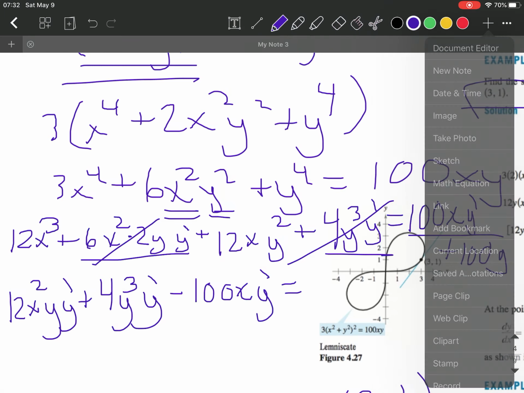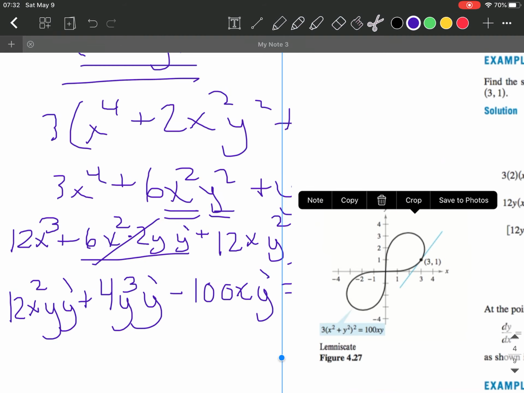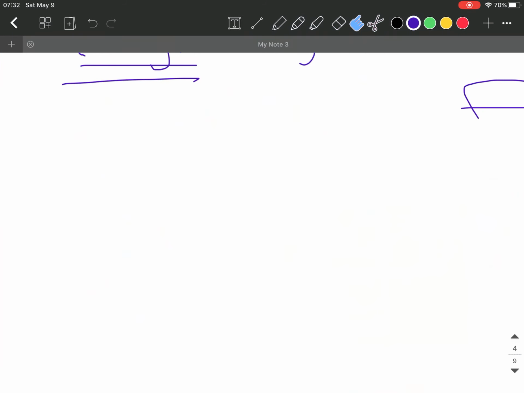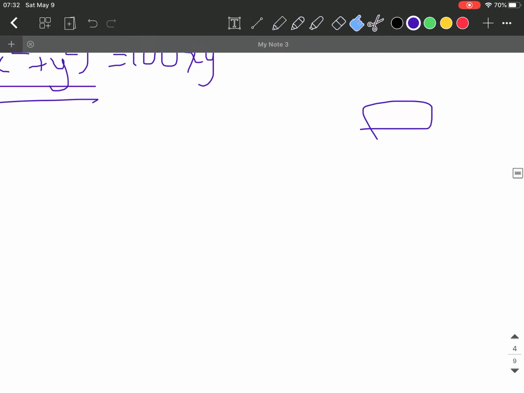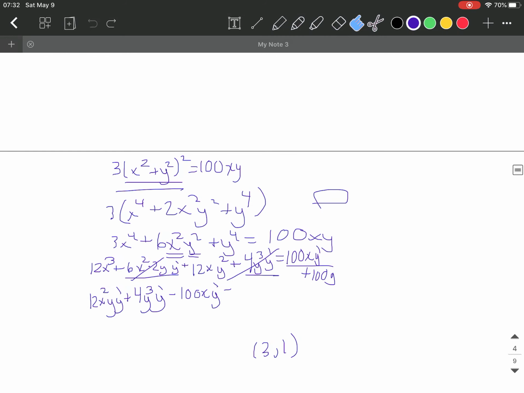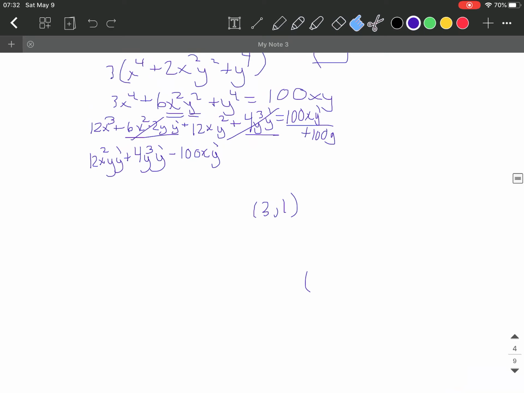A white box. Oh, took the whole thing off. Okay, let me finish up with that. I need more space. The point was (3, 1).